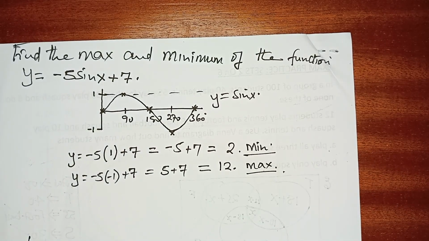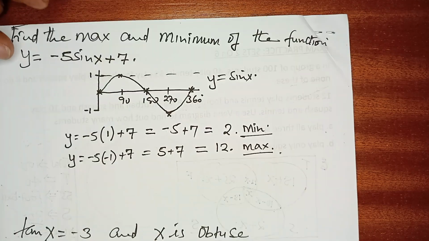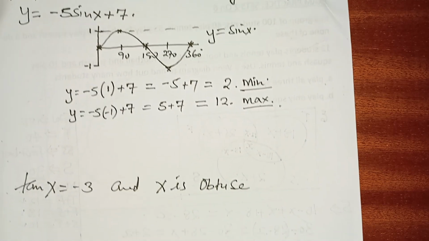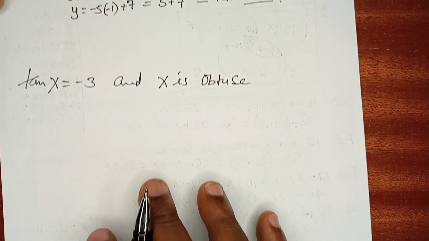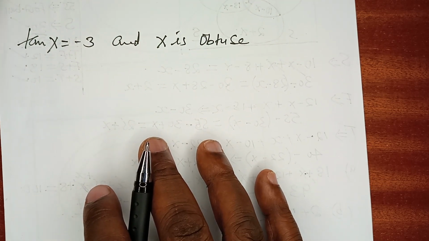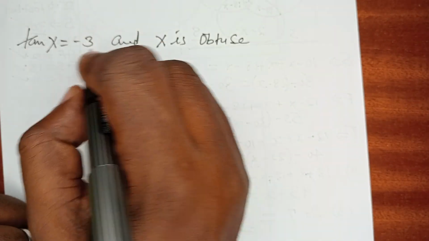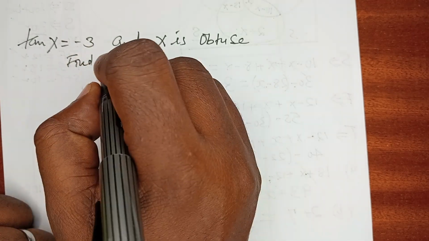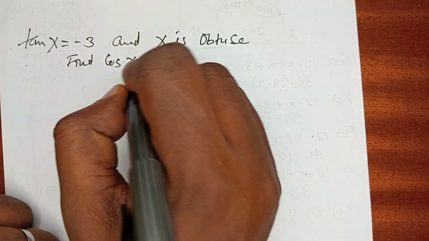And that is it. The second question is: the tangent of x is -3 and x is an obtuse angle. The tangent of x is -3, and now that x is an obtuse angle, find what we are calling the cosine of x.